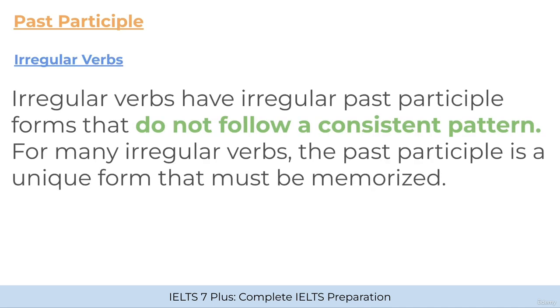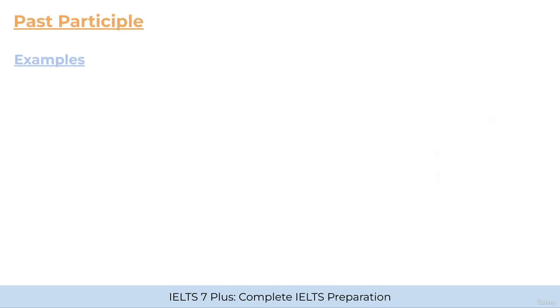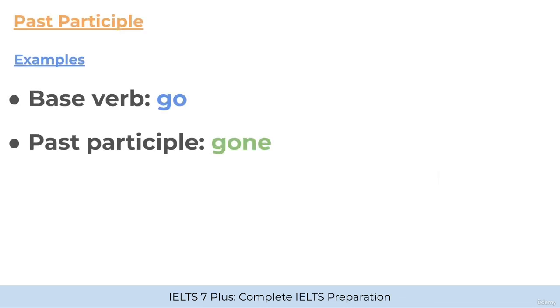However, irregular verbs do not follow a consistent pattern. So this is where it can cause a few problems. They are unique. And the only advice I've got for you is to memorize them. Examples: go. The past participle is gone, so we haven't added that ed. Instead, we've actually created a new word, which has the base verb in it, go, but we've added the n and the e to create gone.